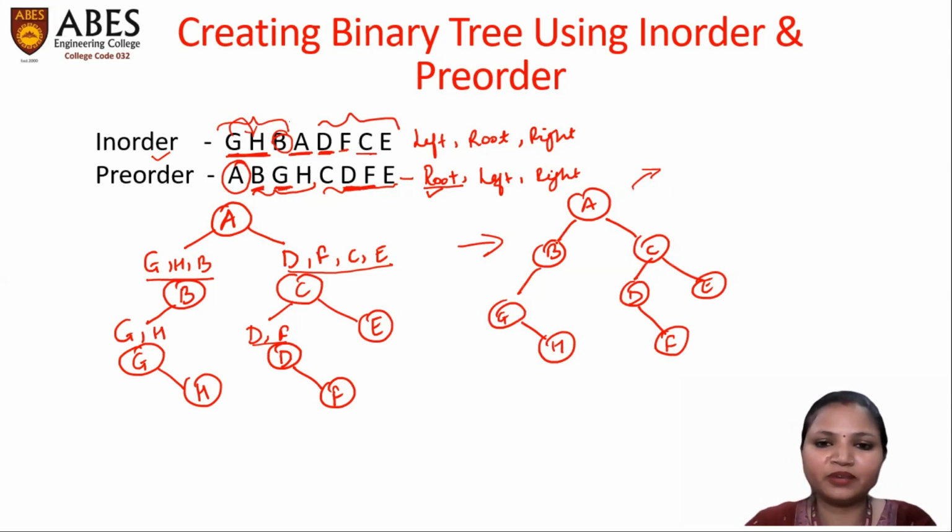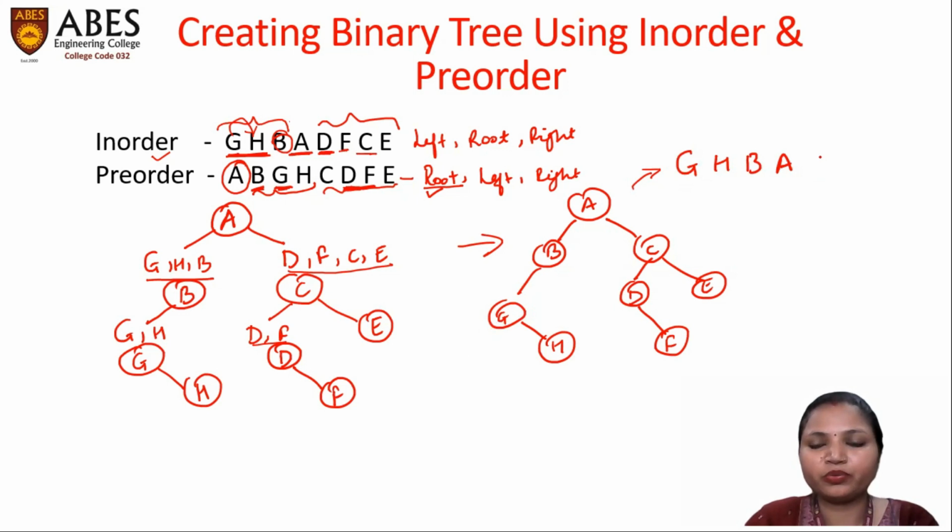B is the root. Before traversing B, we have to go to the left child. G is the root. Before traversing G, we have to go to the left child. There is no left child present over here. So G is processed. Now, after traversing the root, we go to the right child, H. Move back: B, A. Same for the right hand side.